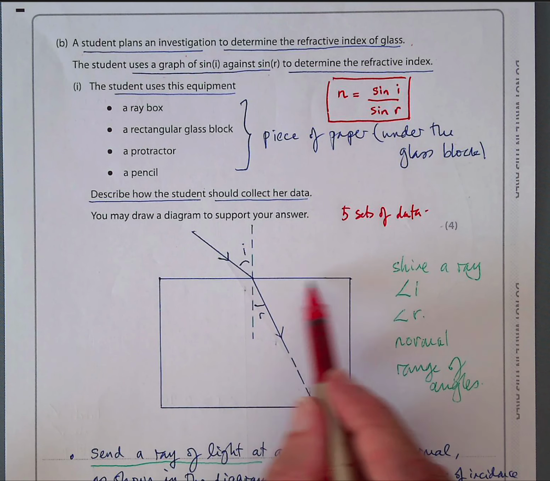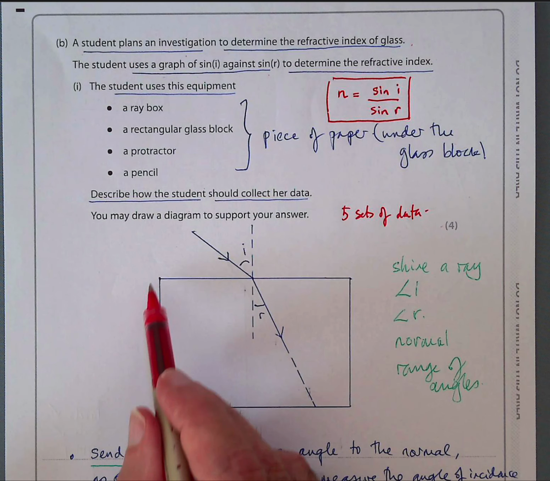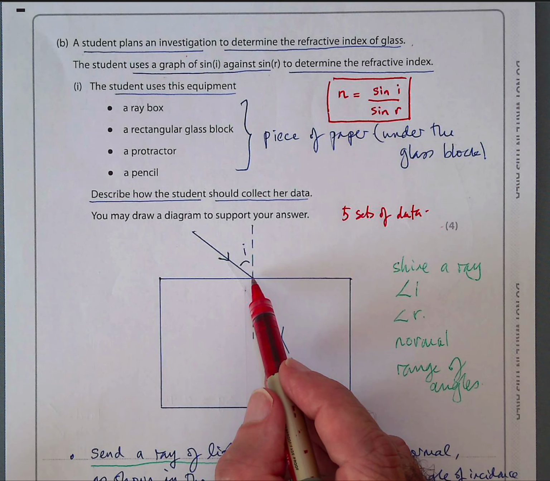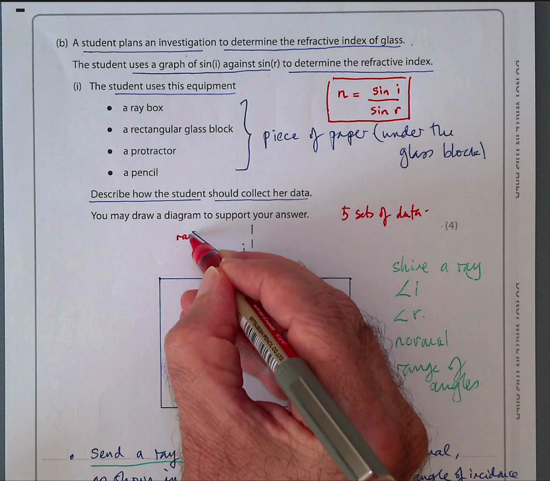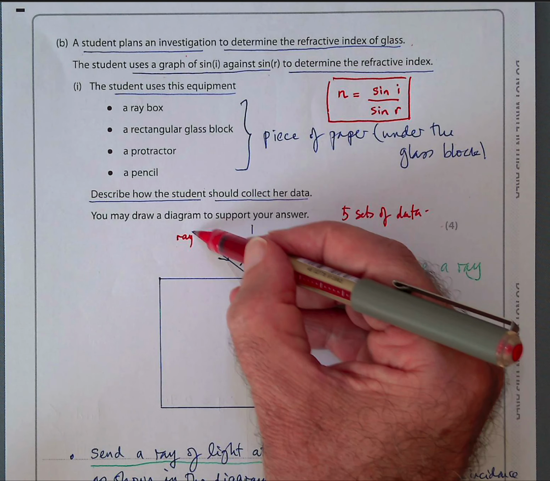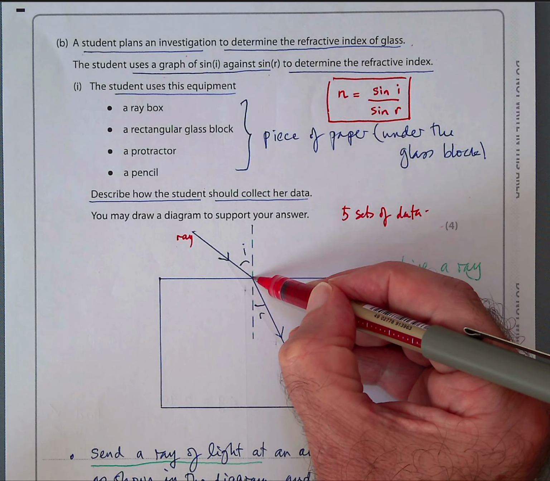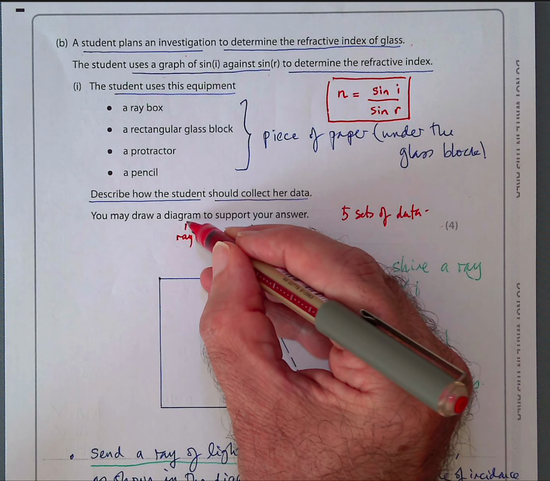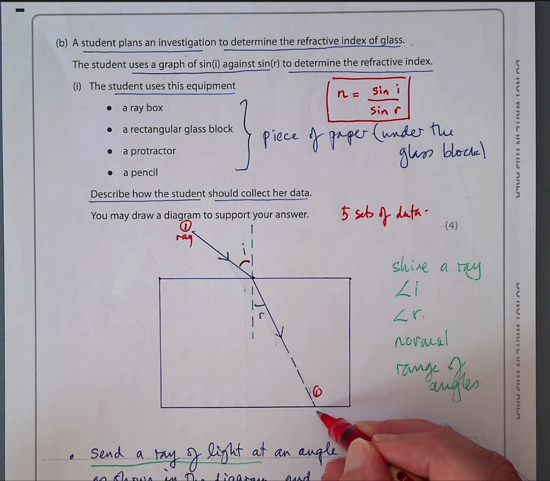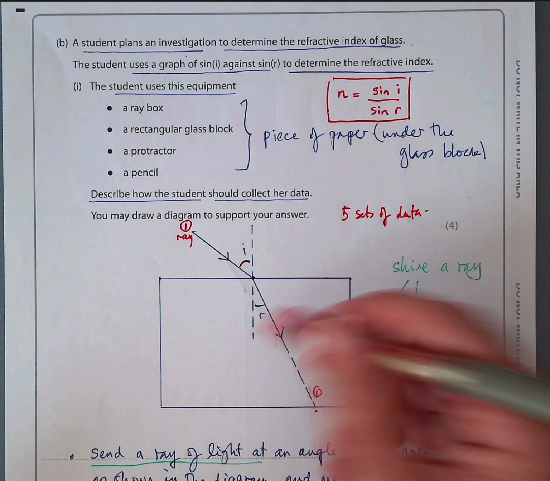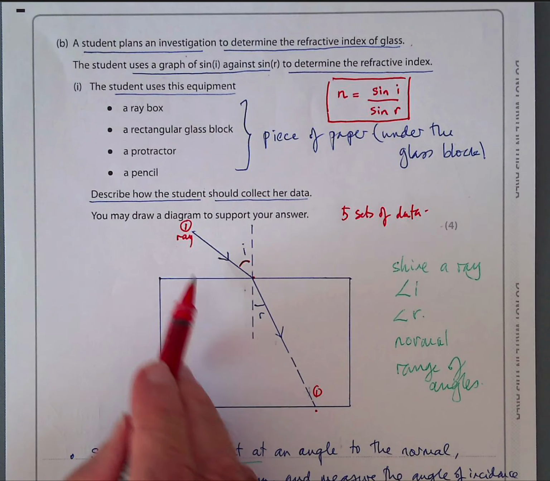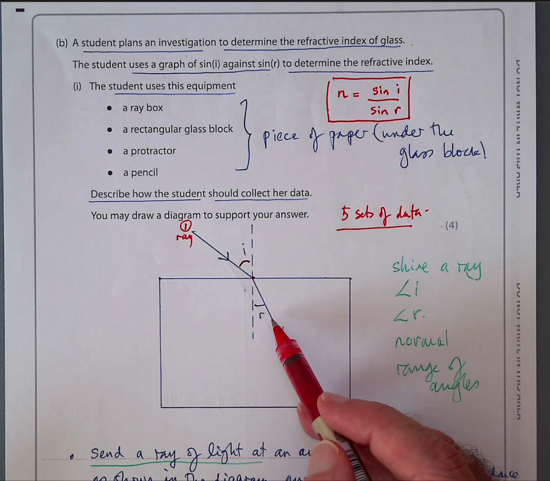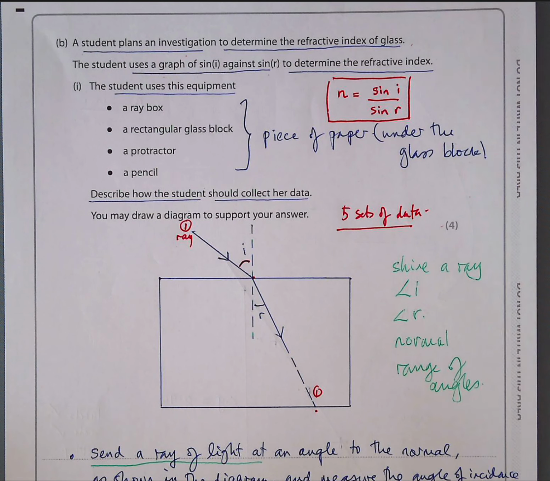You basically draw the outline of the rectangular block on a piece of paper. You then remove it, draw the normal, and point all of the rays at the point where the normal is crossing the boundary, and then label them. So this is a ray going in. This would be, for example, your first ray, and then you show where it comes out the other end. You mark it, you take it off, measure the angles, and then you repeat it for a second angle. You want to get 5 sets of angles of incidence against 5 sets of angles of refraction, and then you need to calculate the sine of each.